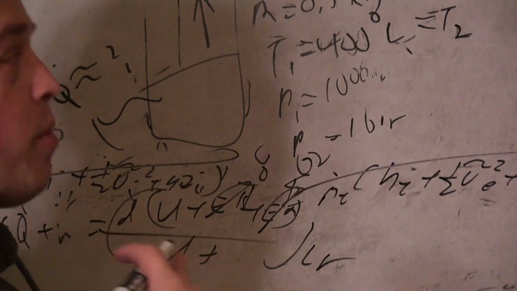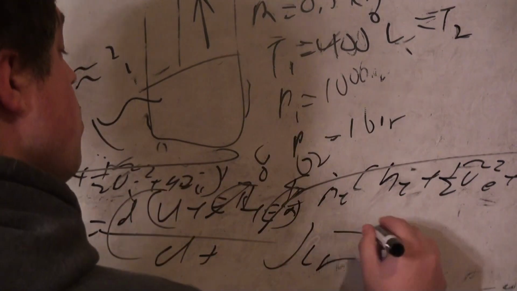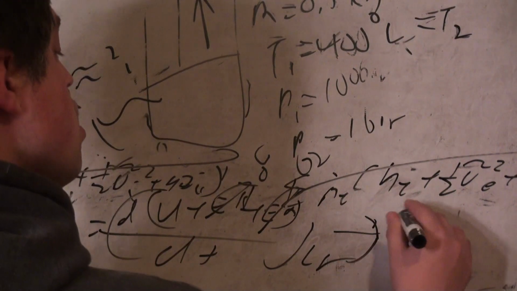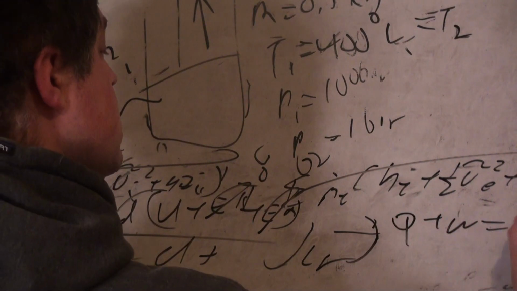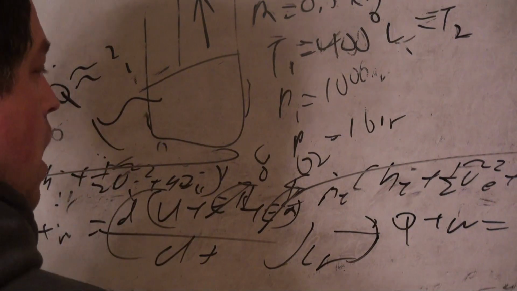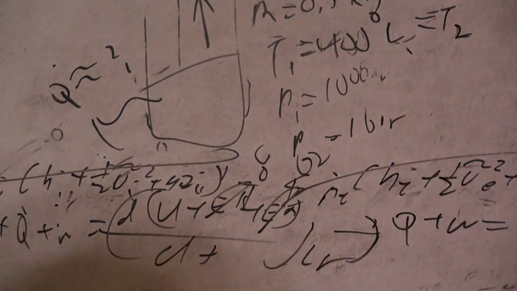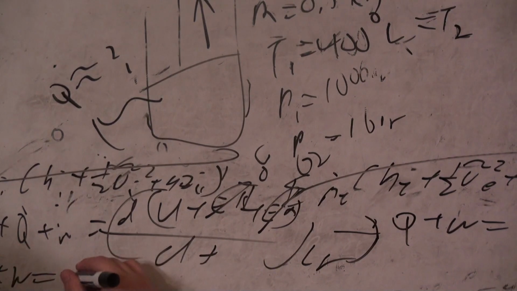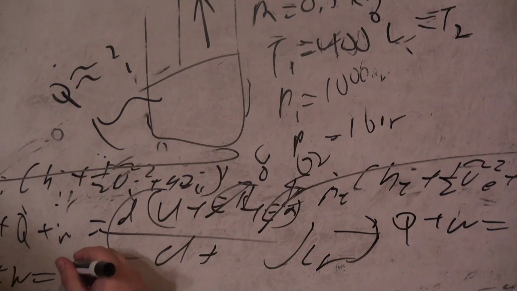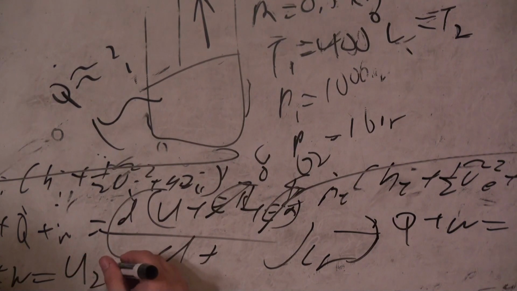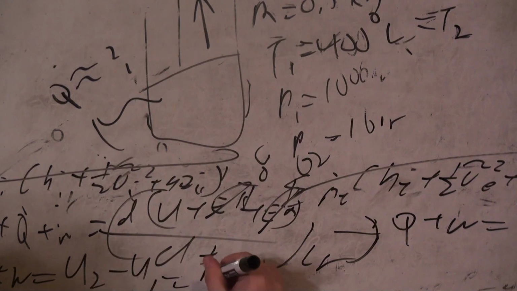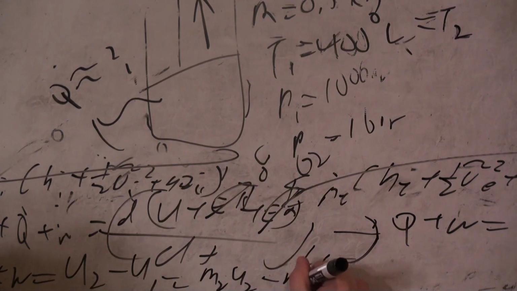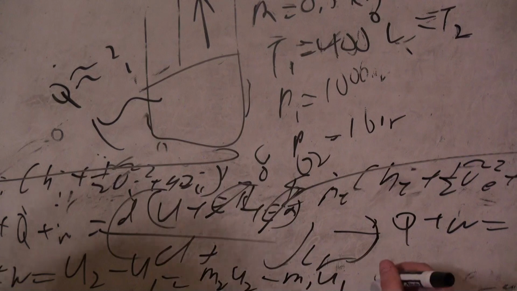We also don't care about time, this just happens, so this is going to simplify down to Q plus W equals dU. Now our capital U, we're going to write it this way. Q plus W equals capital U2 minus capital U1, which equals m2 u2 minus m1 u1, which equals m times (u2 minus u1).